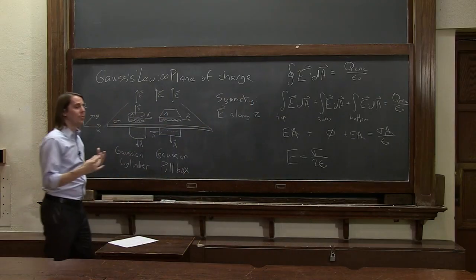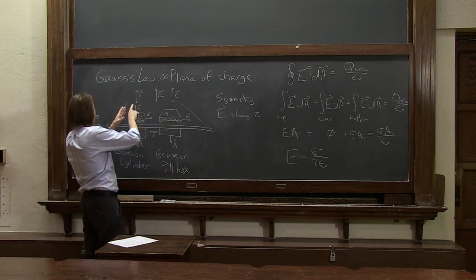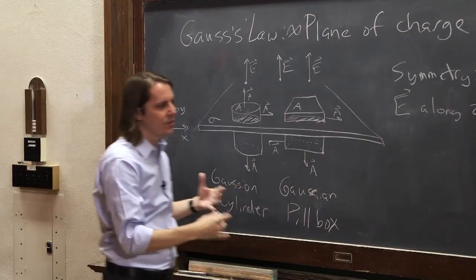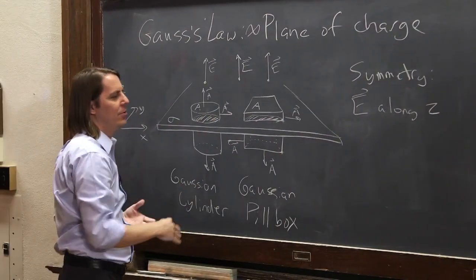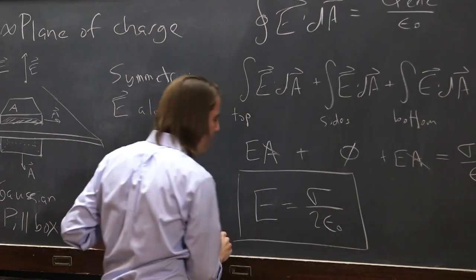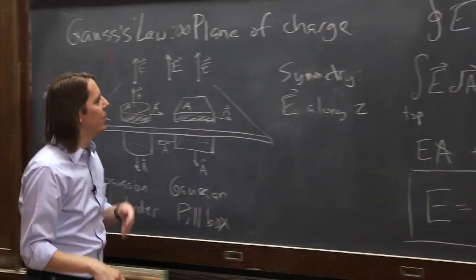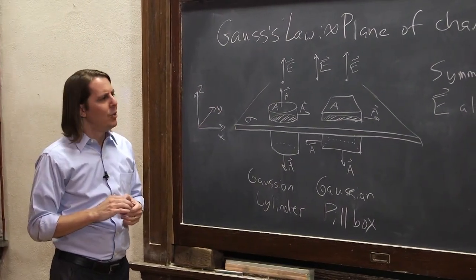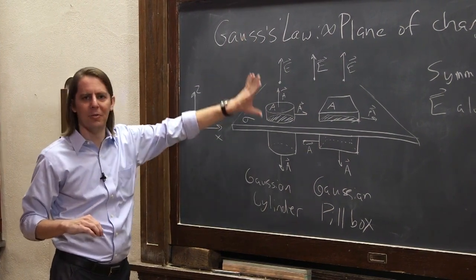And if you want to think of it in terms of a vector, over the top it would be in the z direction, and underneath it would be in the negative z direction. You can't actually write one expression for it, because it's not always pointing the same way. It depends on what side you're on. But here we've solved for the magnitude of the electric field: sigma over 2 epsilon naught, and the direction depends on what side of the plane you're on. What's interesting about that is that it doesn't depend on how high you are above the plane.